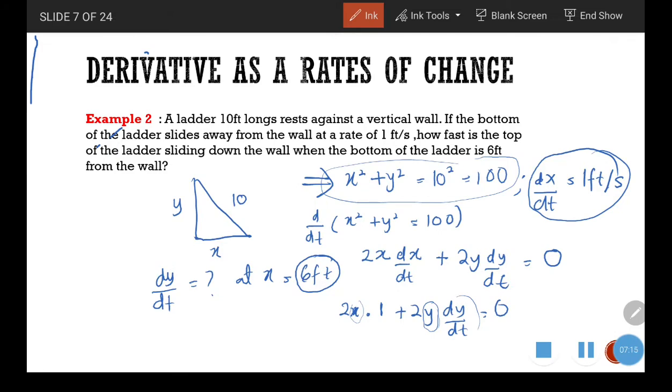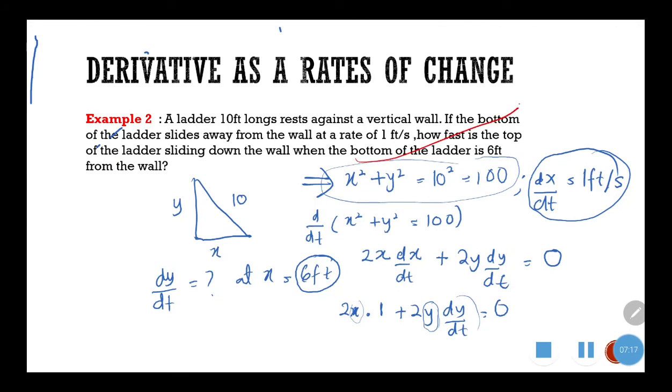So we have x is equal to 6. So 6 squared plus y squared equals 100. Then from here we have y squared equals 100 minus 36, so it's 64. Then we know that y is equal to the square root of 64, which is 8. Okay, right? The square root of 64 is 8.